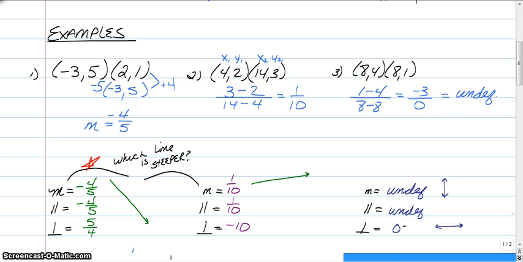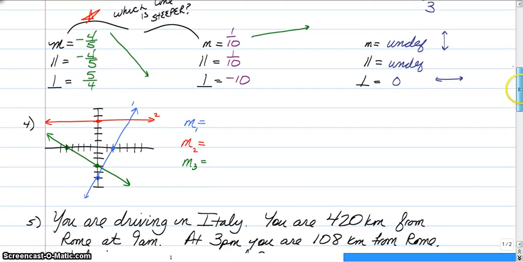Now we can go all the way back up here, because I'm sure you're wondering, how did you get a 0 for the reciprocal of undefined? Go back to this. What's the reciprocal of 3 over 0? 0 over 3. And when 0 is on top, your answer is just 0, because 0 divided by anything is 0.